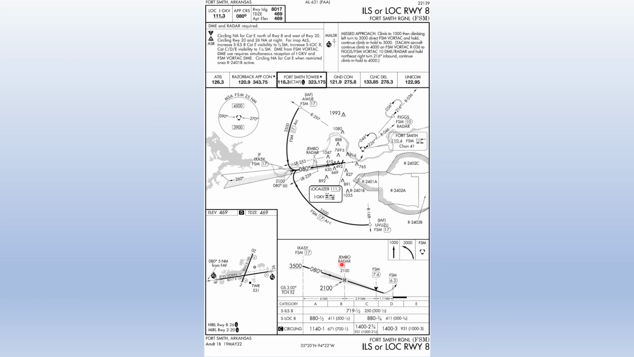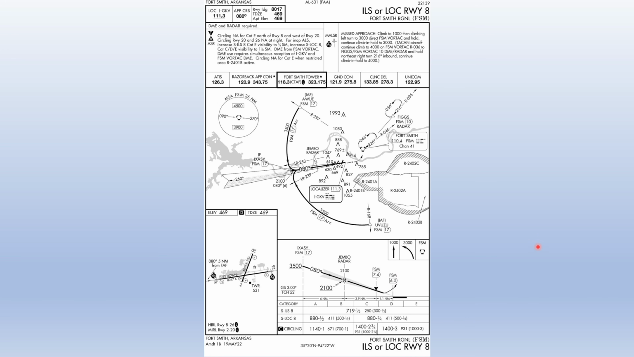You have to either use radar from air traffic control in the real world, or in flight sim you could use a GPS. And then Fort Smith, the visual descent point is identified with 7.4 DME. And then our missed approach point of the runway threshold for the localizer approach is identified with 6.3 DME from the VOR.